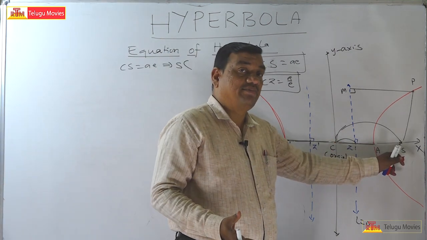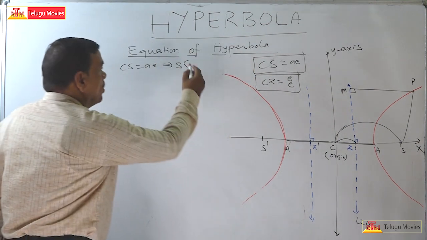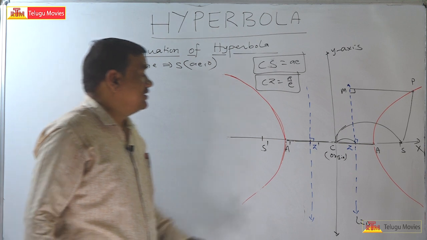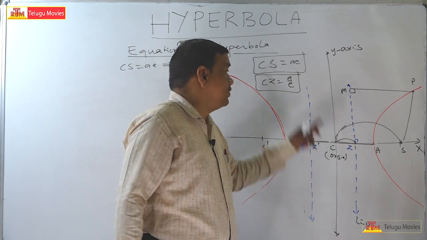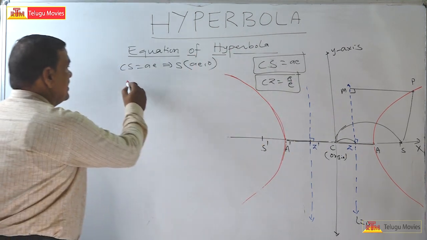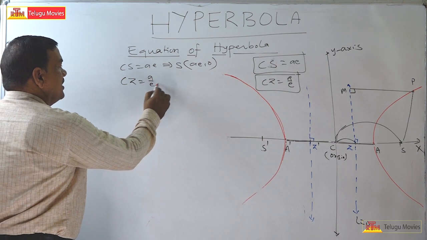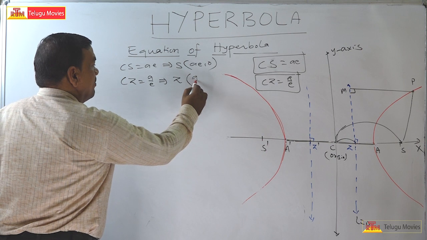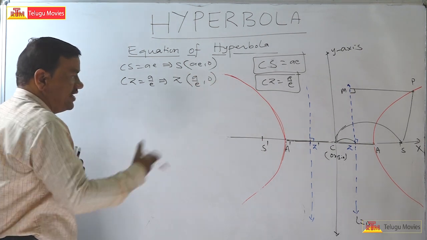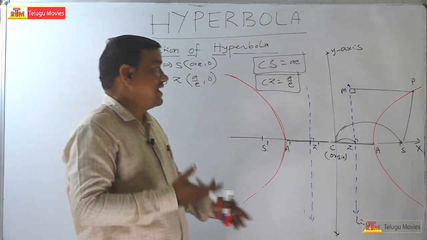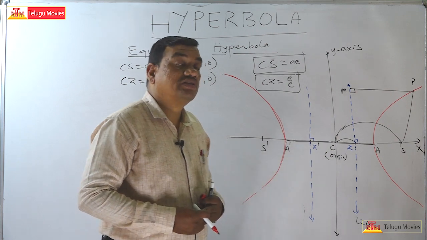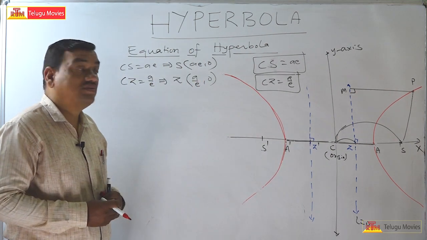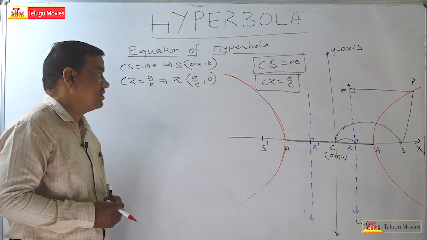CS means x-intercept, AE, then S is equal to how much? AE comma 0. Since CZ is equal to a by e, we note the coordinates of Z as a by e comma 0. Since we are taking that the horizontal line coincides with the x-axis and the vertical line coincides with the y-axis, then we can take the coordinates of Z and S like this.